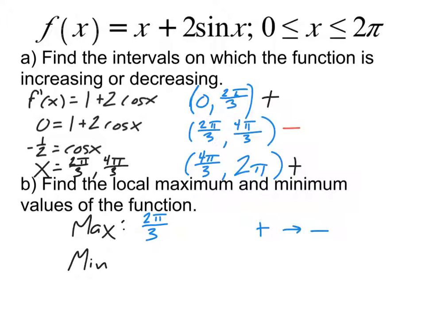And then we go through the minimum. For the minimum, that's where we transition from a negative into a positive derivative. Remember, it's all about the increasing, decreasing. And so we can see that happening going from here to here. That happens across the number 4 pi over 3. And so that's where the minimum is. It's going to be at 4 pi over 3.